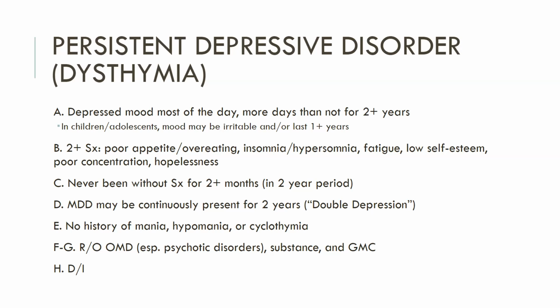So the first criteria that we're going to be dealing with here is a depressed mood most of the day, more days than not, for 2 years if we're dealing with an adult. If we're dealing with a child or a teenager, we're looking for 1 or more years. And again, that mood may be more irritable than it is sad.